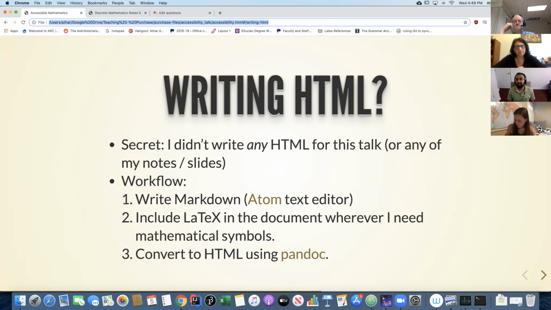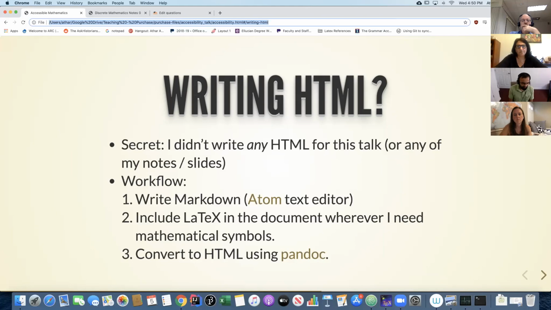But the secret is I actually didn't write a single piece of HTML for this talk, or any of my notes or slides. I sometimes mix in a little bit if I want a little bit more control over the presentation. But for the most part, I just write text, and then I use this tool called Pandoc to convert it to HTML. And essentially that's the second step of what I want to talk about.